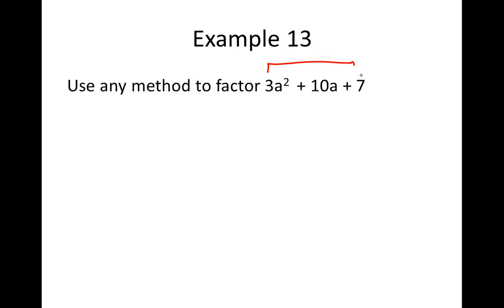So we'll have 3 times 7 is 21. So factors of 21, the sum of 10, 3 and 7. That comes out nice. So 3a squared plus 3a plus 7a plus 7. We'll group it up.